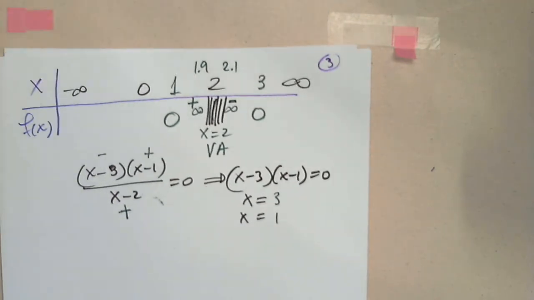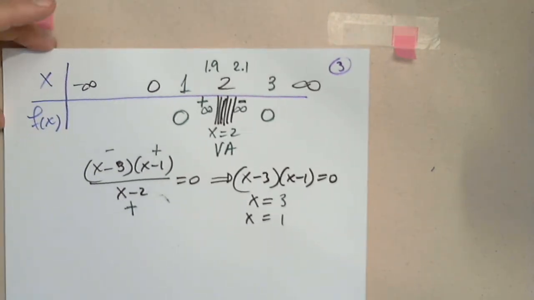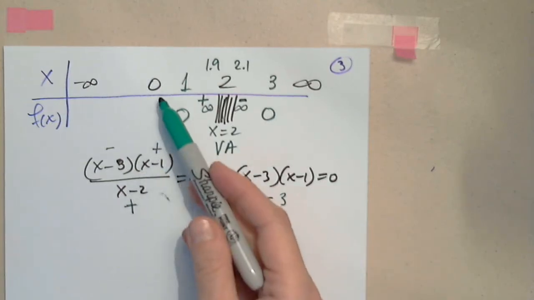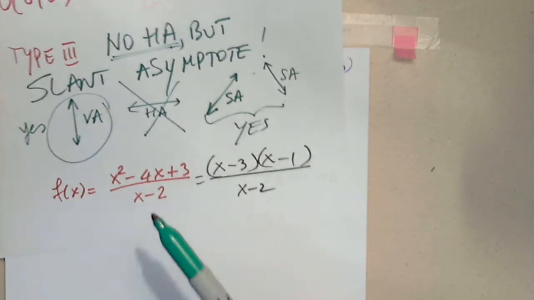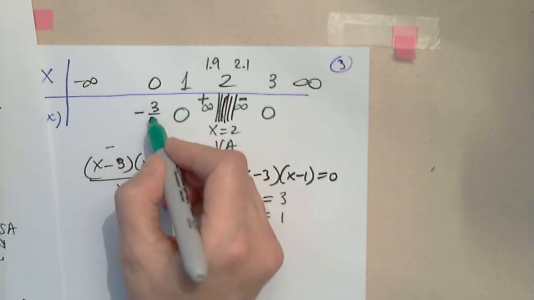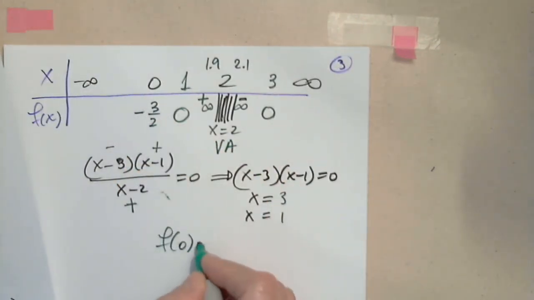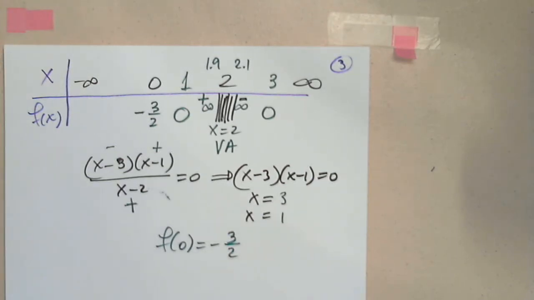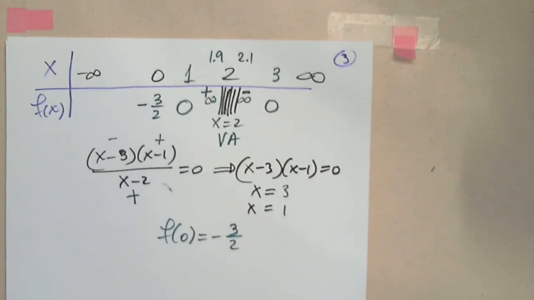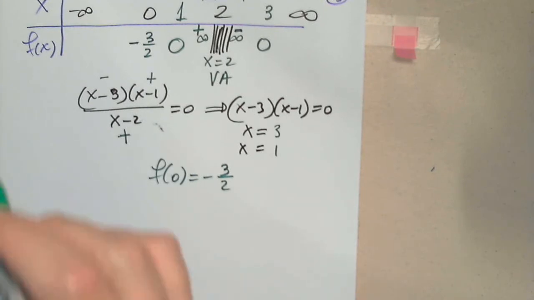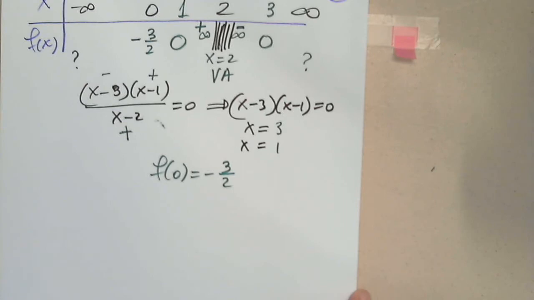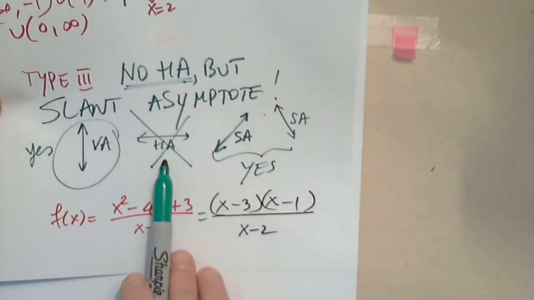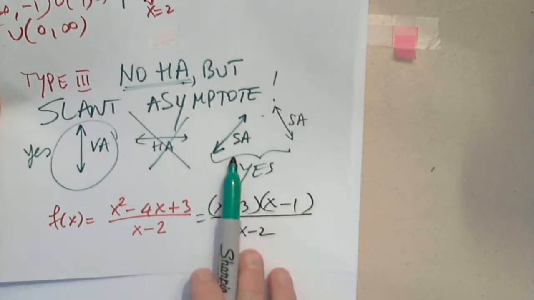Okay. Final step. Oh, not final. I have to plug in 0 first. Okay. So 0, 0, 0, 3 over negative 2. So f of 0 is negative 3/2. Okay. So this is our final step. And we know that it's type 3. Since it's type 3, we'll not have a horizontal asymptote, but we'll have a slant asymptote.